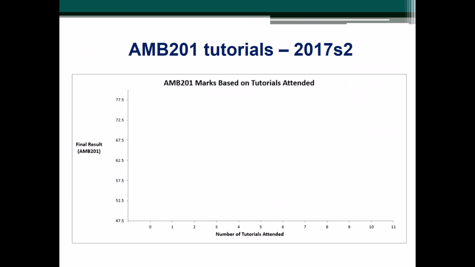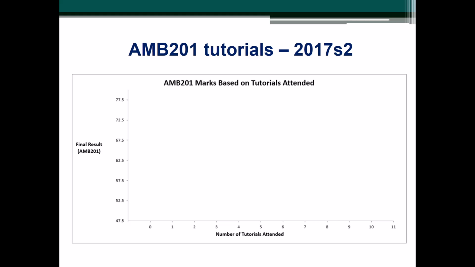So as a starting point, what I want to do is discuss the attendance performance data from students who completed AMB 201 in 2017 semester 2. On the figure here on the screen, what you can see is a graph or a chart showing on the x-axis, or this horizontal axis, number of tutorials attended ranging from 0 to 10, so we can classify students based on number of tutorials attended, and the overall grade or mark that they might have achieved in that unit. So this is a percentage, so a mark out of 100. We can use this to start to really look at if there is a relationship between those two things.